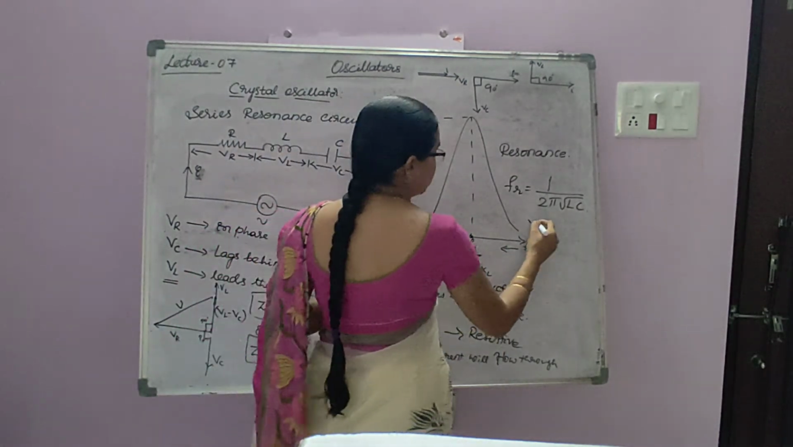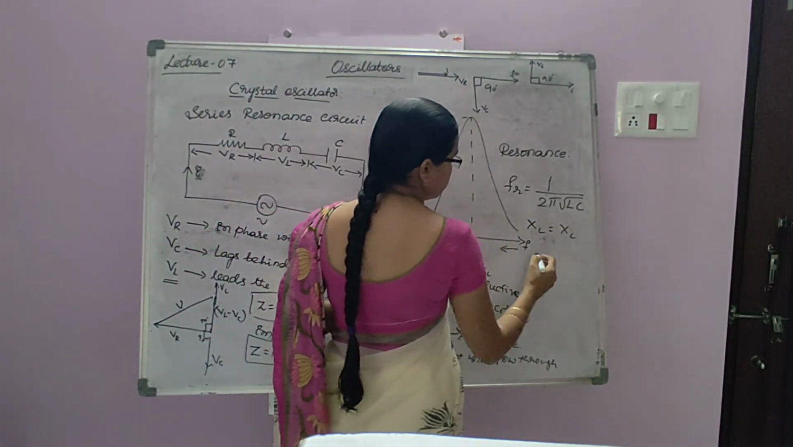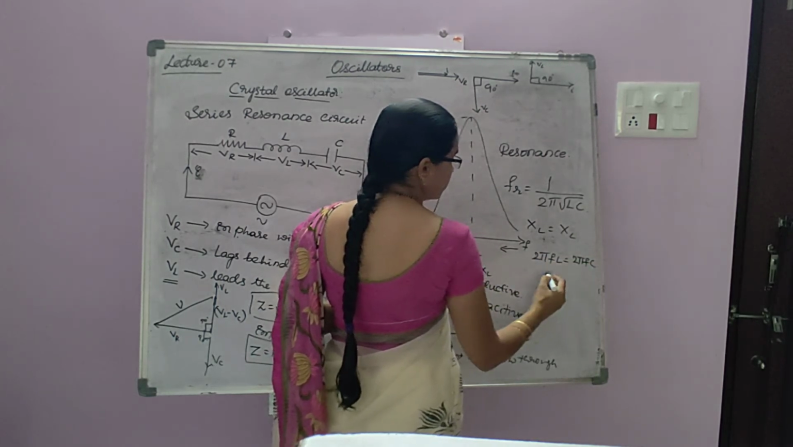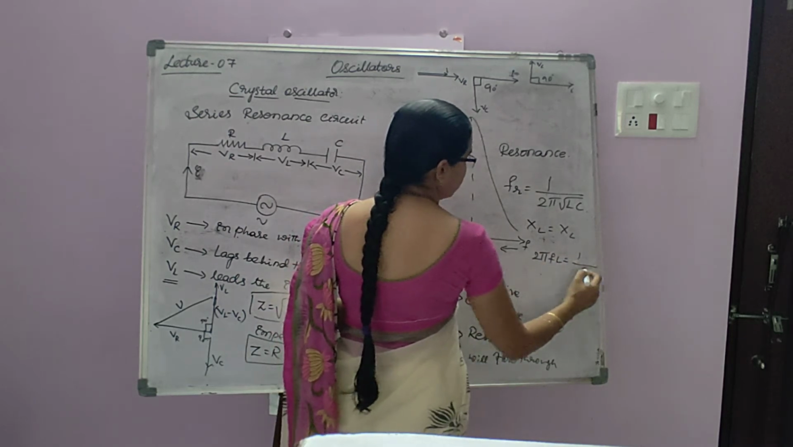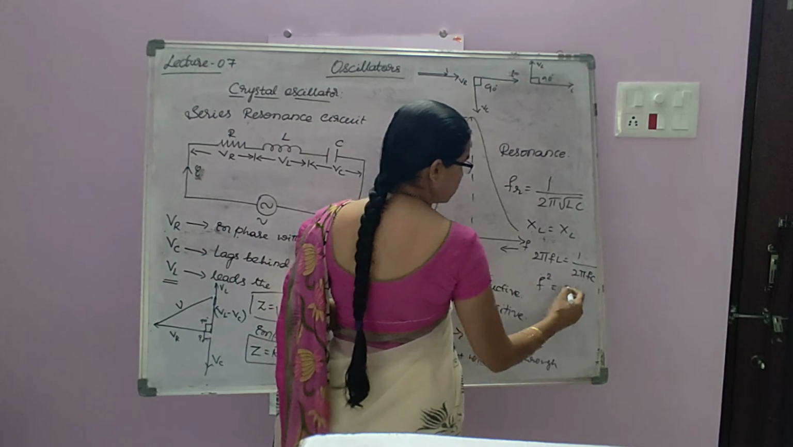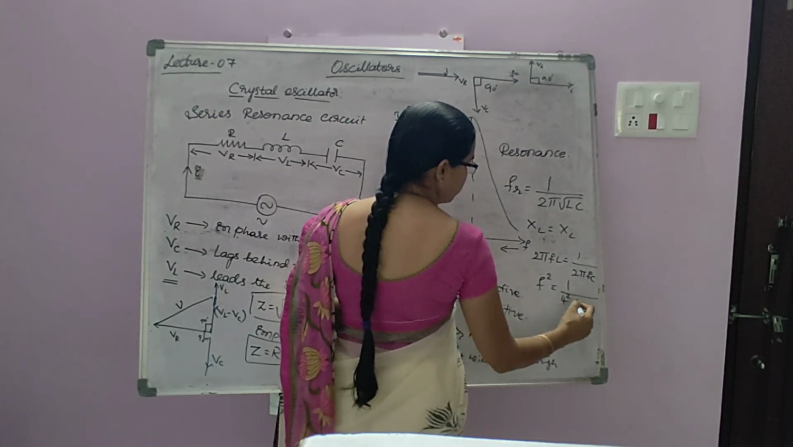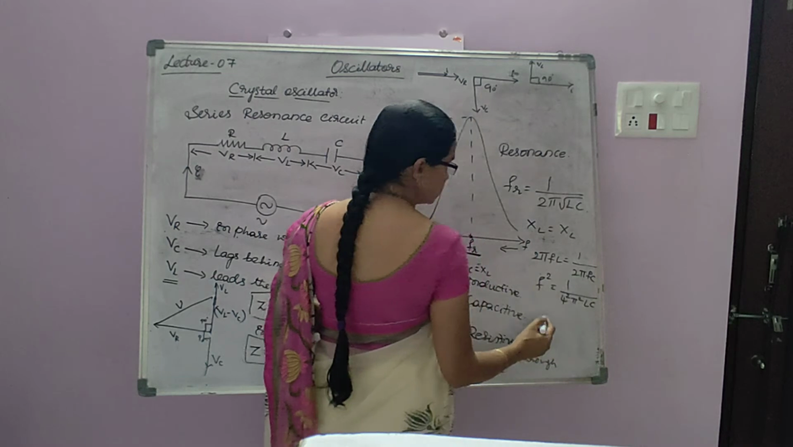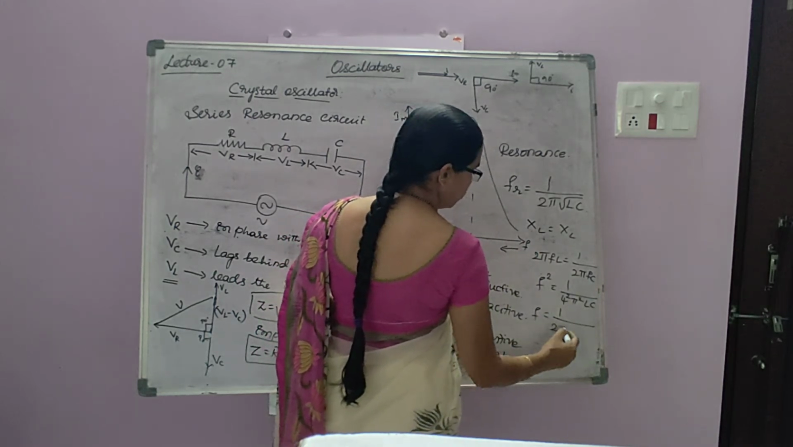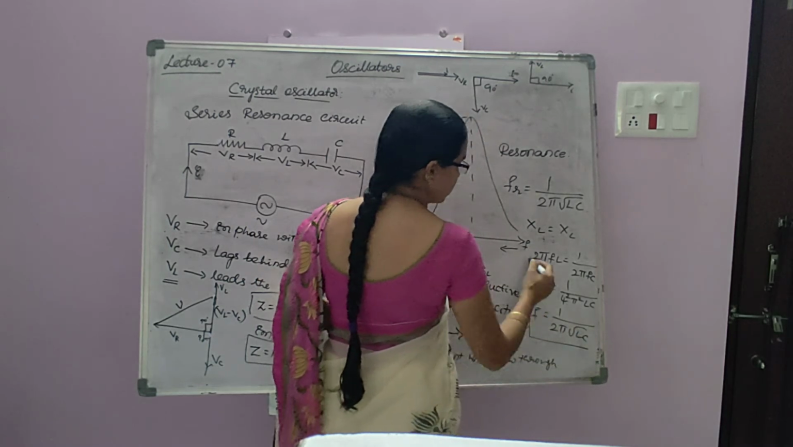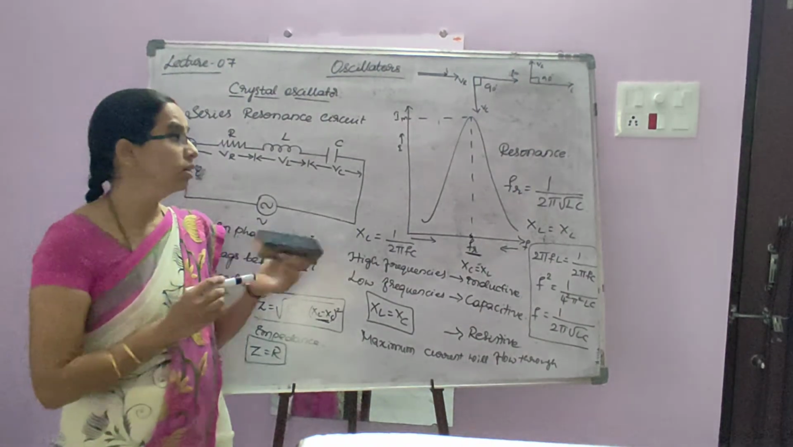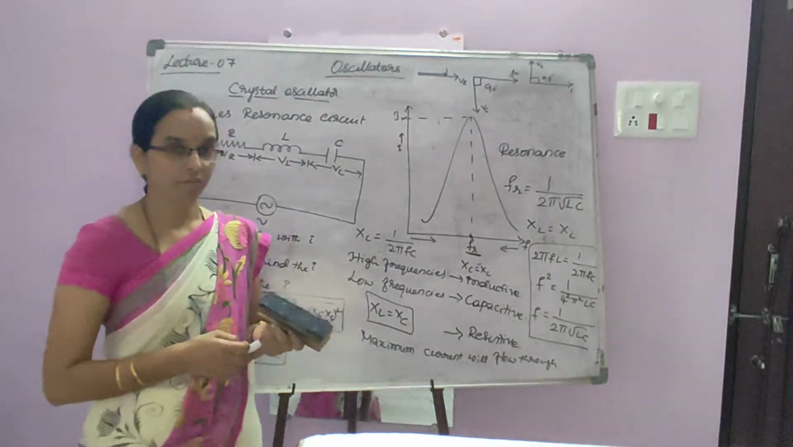XL is equal to XC, so we substitute: 2 pi FL is equal to 1 by 2 pi FC. So F squared is equal to 1 by 4 pi squared LC, and F is equal to 1 by 2 pi root of LC. This is how the relation for resonant frequency is derived.